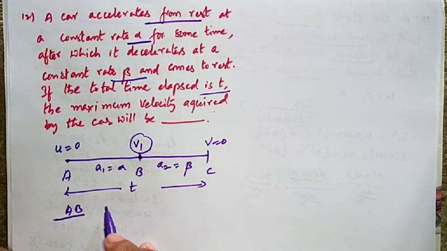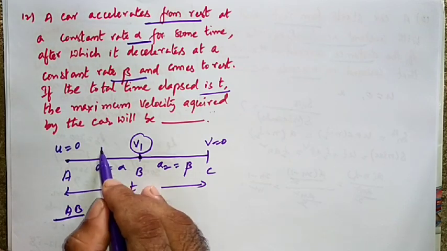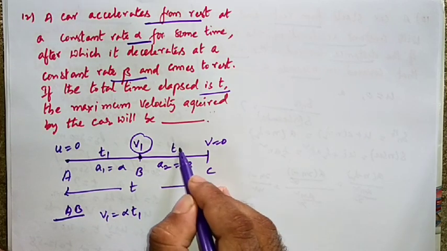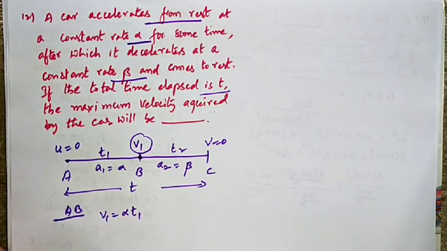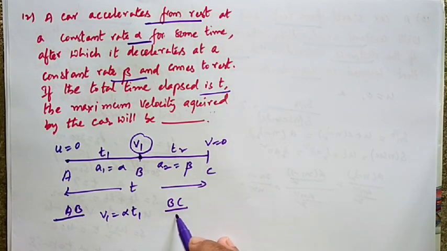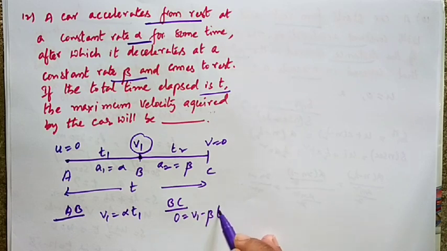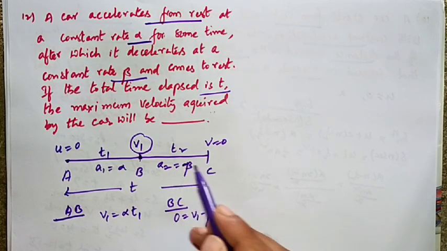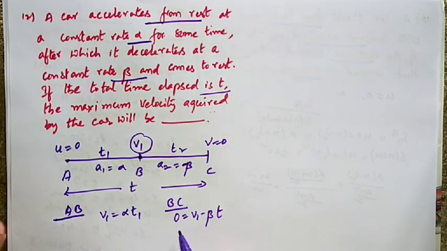A to B, use V is equal to U plus AT. So V1 is equal to U, which is 0, plus A, which is alpha, into, let us take time T1 here. Here take time T2, we don't know. Now for part BC, V is equal to U plus AT. V is 0, is equal to U, which is V1, minus beta T2 because it is deceleration. So that we can write V1 equal to beta T2.